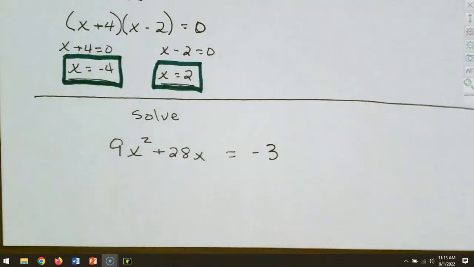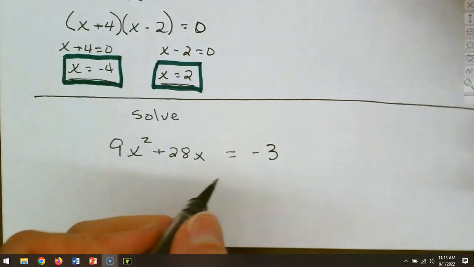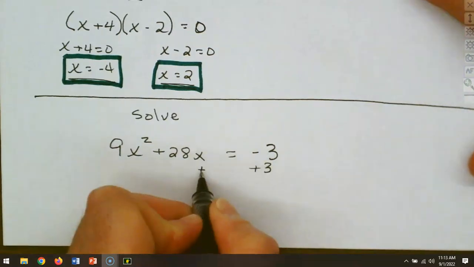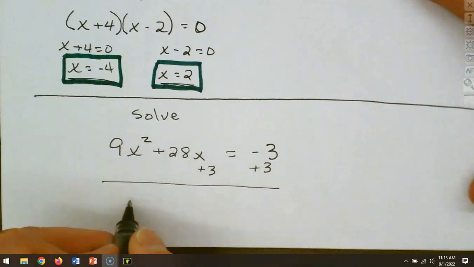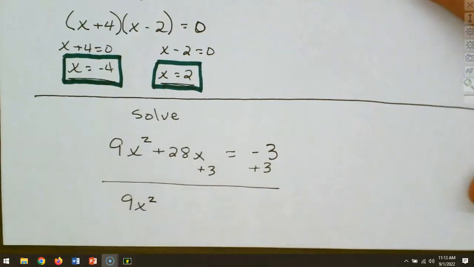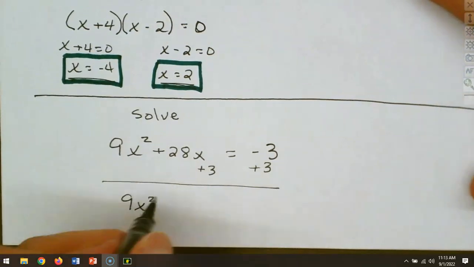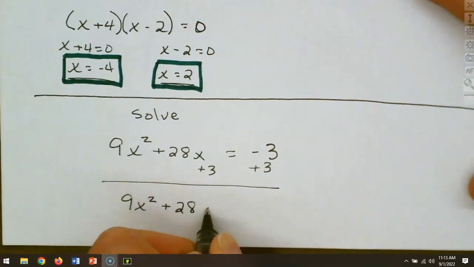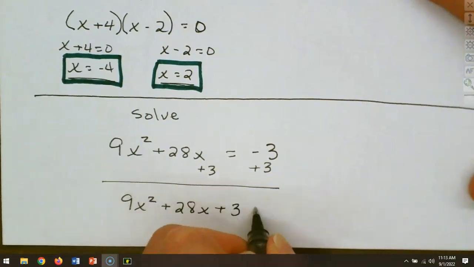So this one will factor. Now, this one is a little bit different because of the 9 in front. So first thing we need to always do with these, we're using zero factor, so we need to make sure it's set to 0. So the first thing that we do is we're going to move that 3 over. So we're going to add 3 to both sides. So we now have 9x squared plus 28x plus 3 equals 0.